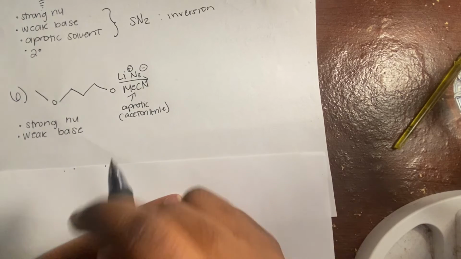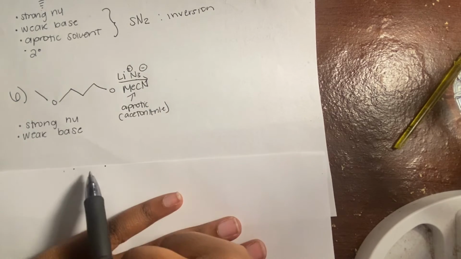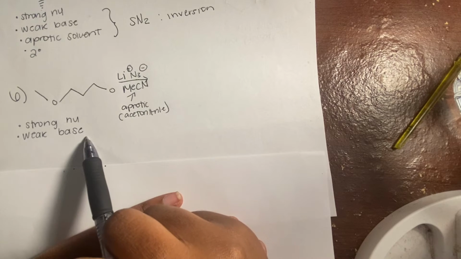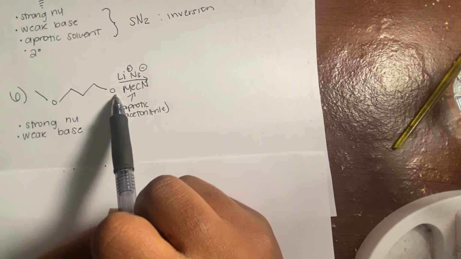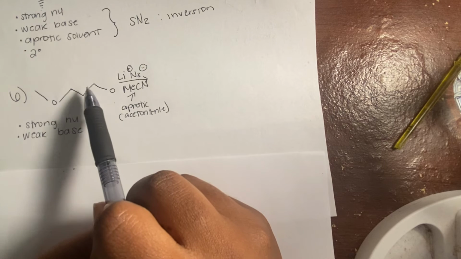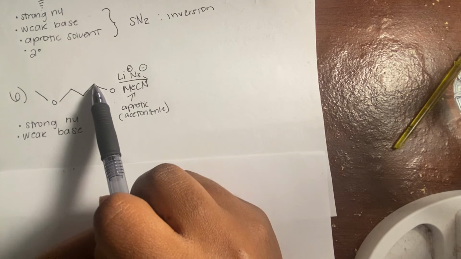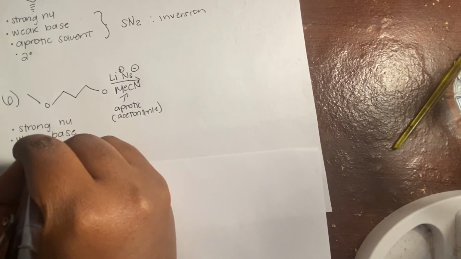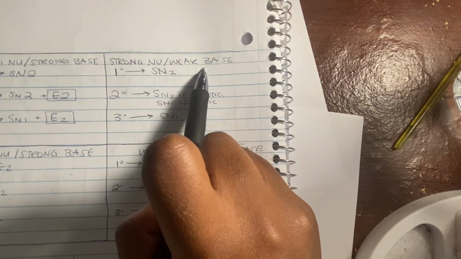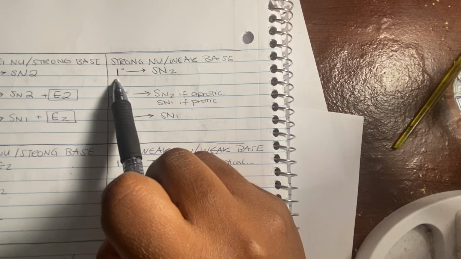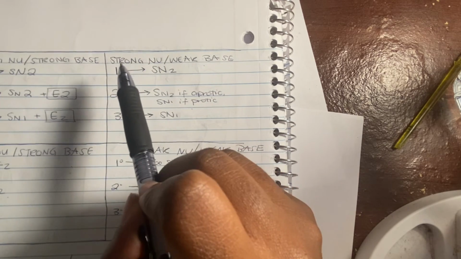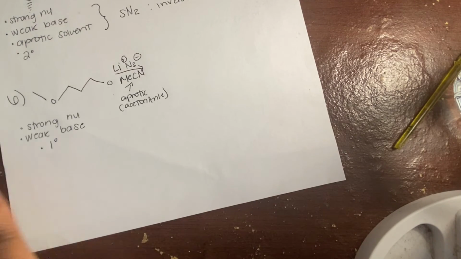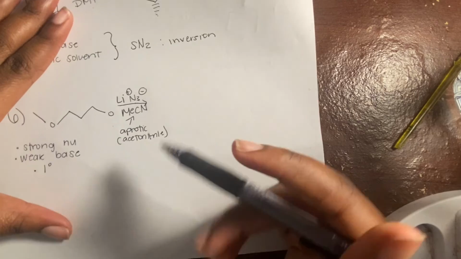Number 6. We have N3, which is a strong nucleophile and a weak base. And our leaving group, which would be this oxygen right here, is on a carbon that's only attached to one other carbon, making it a primary. So for a strong nucleophile, weak base, we have a weak base, so we can't do eliminations. And when we have a primary, it can't undergo Sn1, so we're going to do Sn2.